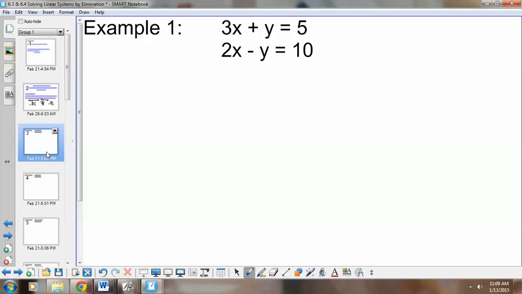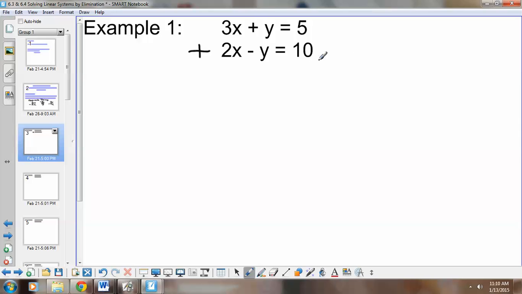Here's our first example. If you would copy these two equations onto your notes, I would appreciate it. 3x plus y equals 5, and 2x minus y equals 10. We are going to add these two equations together. But in order to add the two equations together, I need to have opposite terms. Do I have opposite terms here? Yes. Which two terms, Caitlin, do you consider opposite? The y's. Very good, the y's.